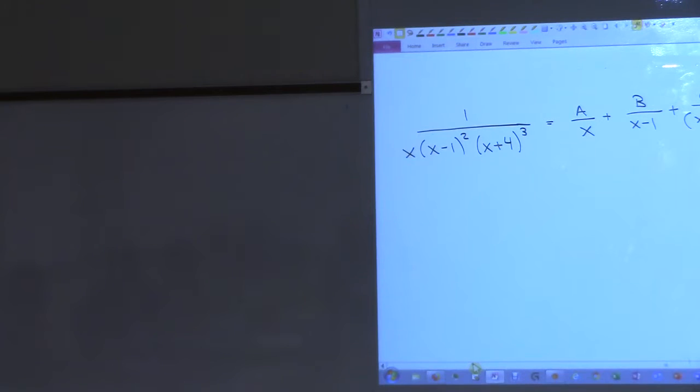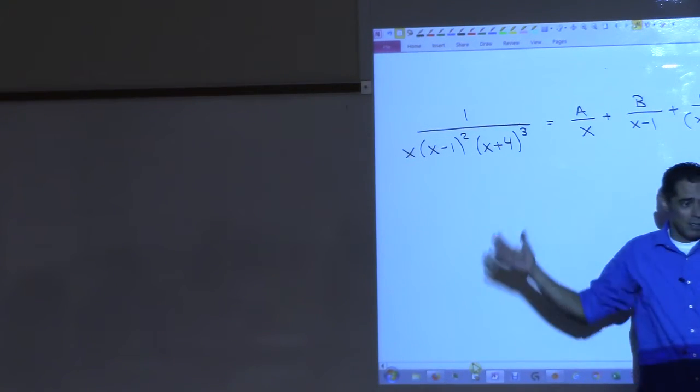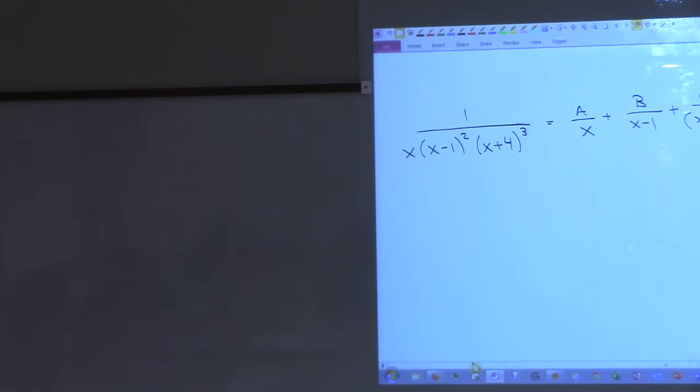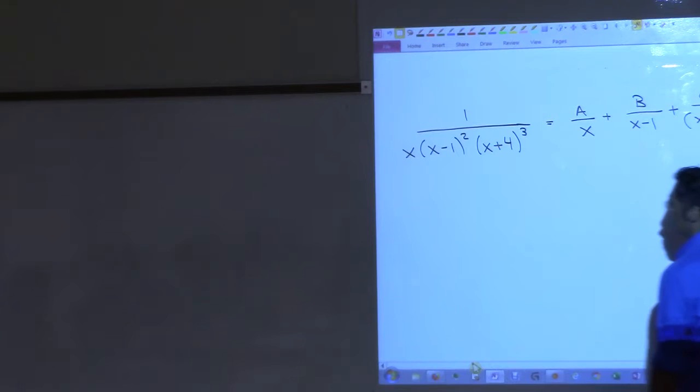That would be the setup. And then you have to multiply through by the common denominator, clear your fractions out, and then you're solving for A, B, C, D, E, and F. For this one, we might be able to do the short way. But again, we'll get more practice with that once we get to it. Just want to make sure we understand how to do this.